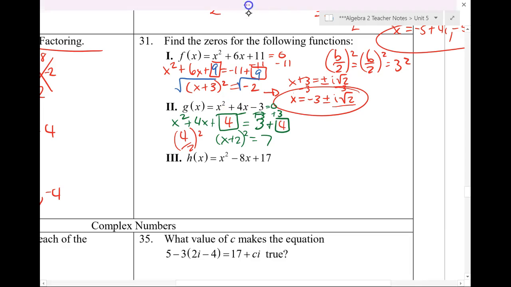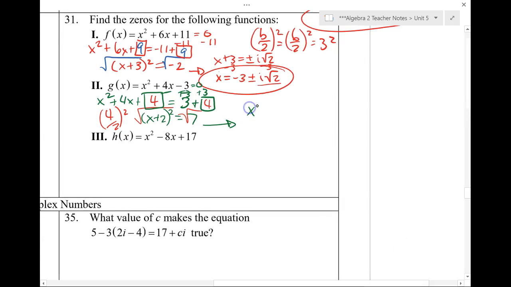So now we take the square root of each side. Now let's bring our equations over here. So now we end up with x plus 2, and don't forget plus or minus the square root of 7. Now let's subtract 2 from both sides, and we end up with x equals negative 2 plus or minus the square root of 7.